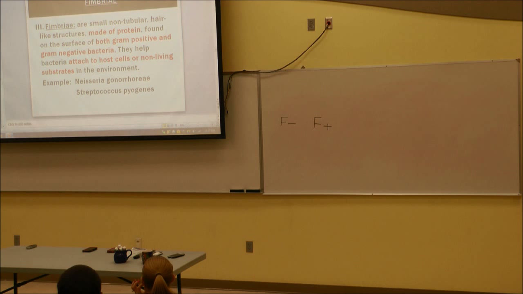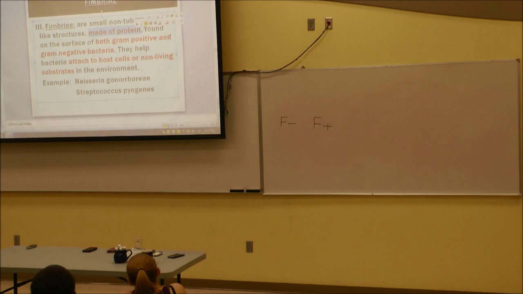Again, out of the three appendages, only one is tubular. The other two are non-tubular. Both flagella and fimbriae are non-tubular structures. This is also made of protein, but there is no special name for this protein. Remember, flagella is made up of a protein called flagellin, pilus, pilin. So the third one is also protein, but with no special name. So all three appendages are made up of protein.